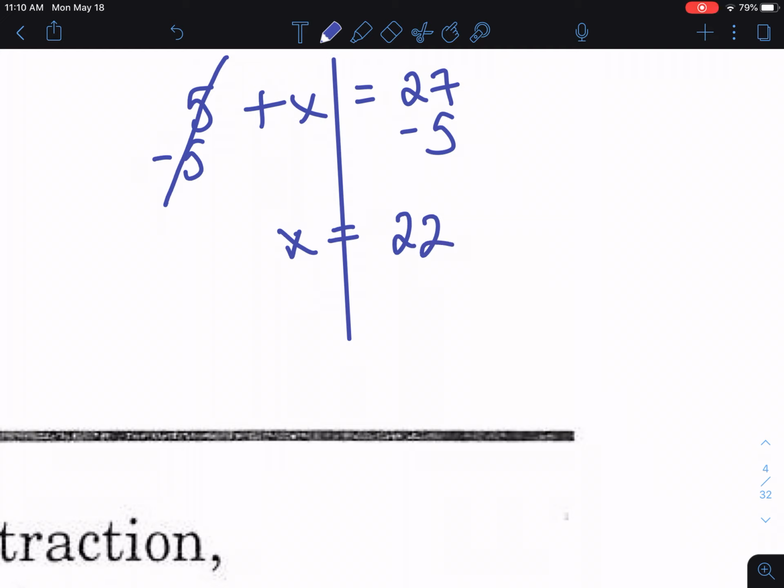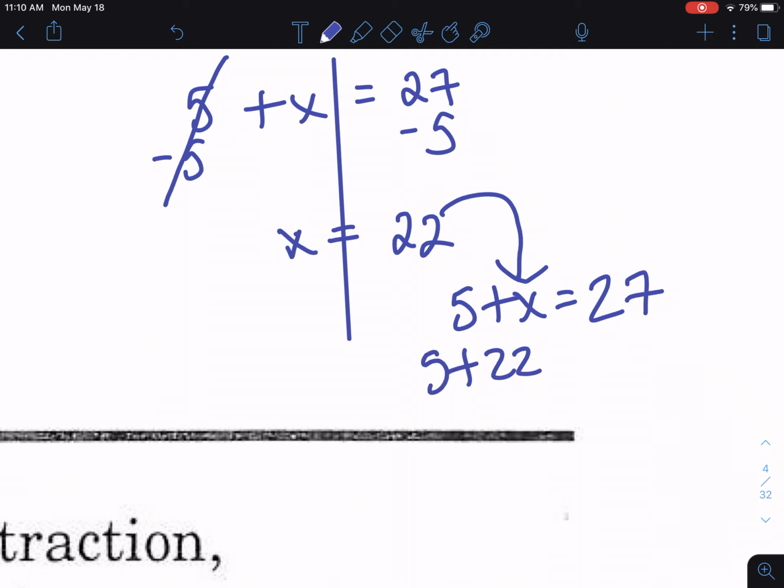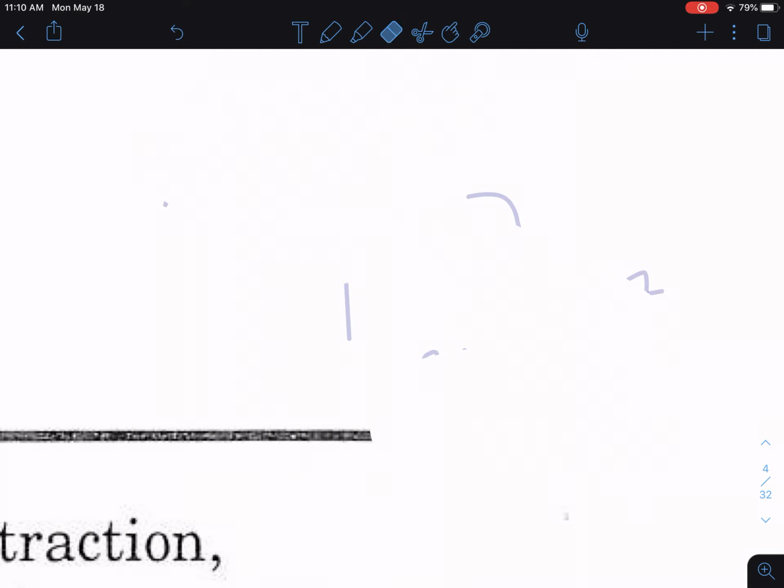So we have 5 plus x equals 27, right? We can plug this 22 in for x. Oh, that was not 22, that was 27. So we can plug that 22 in for x. We have 5 plus 22 equals 27. And hey, 5 plus 22 is 27. So 27 equals 27 is a true statement. And that is correct. So that is the example of what we did.